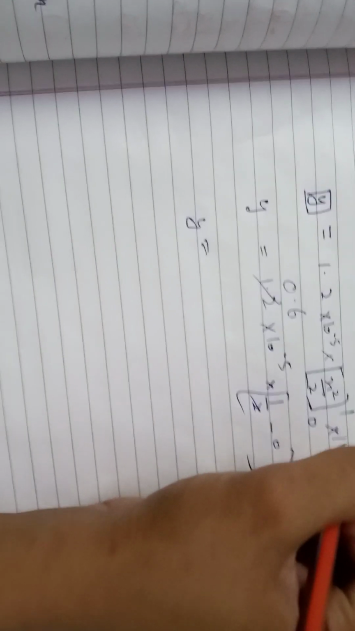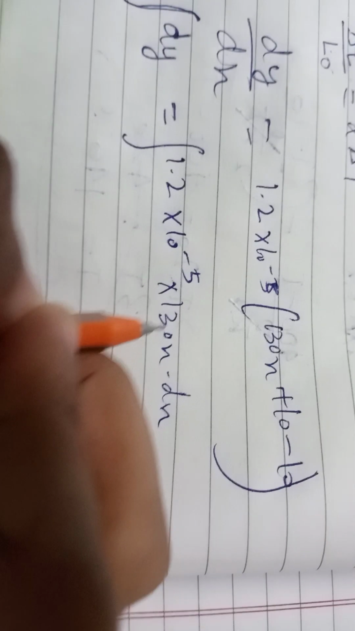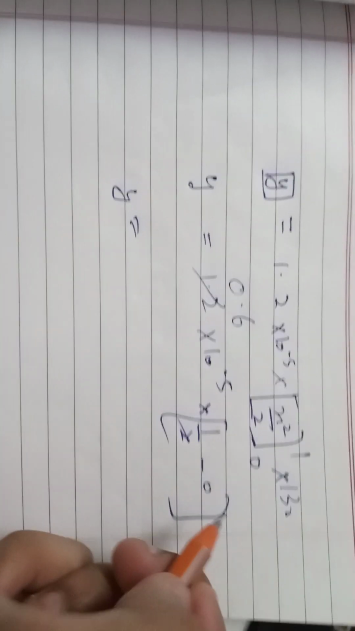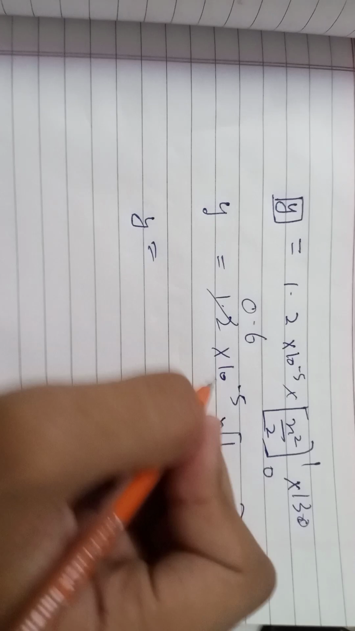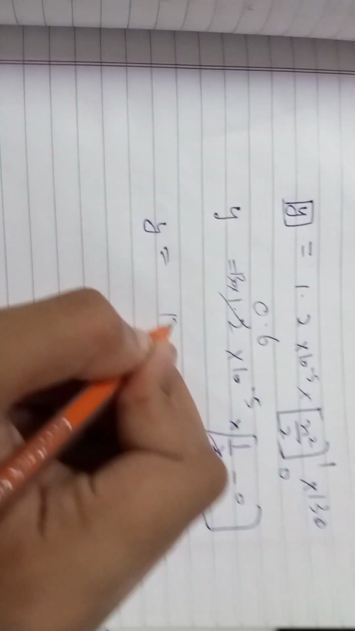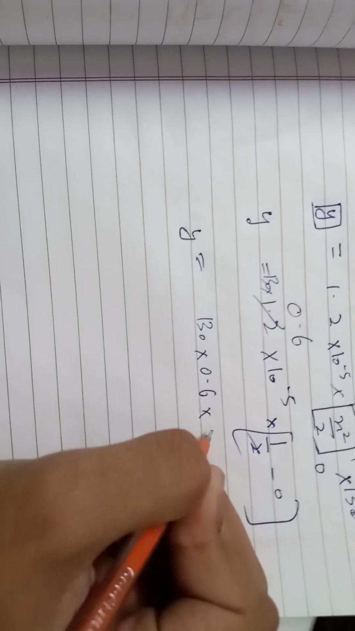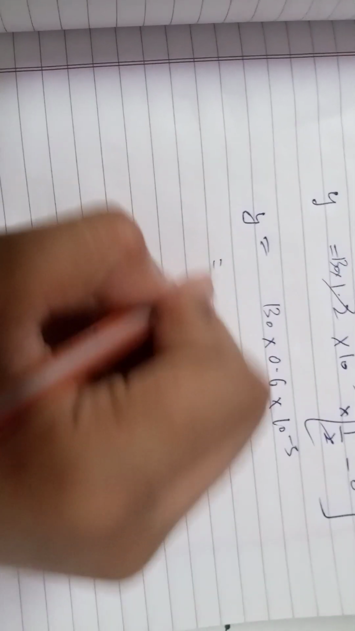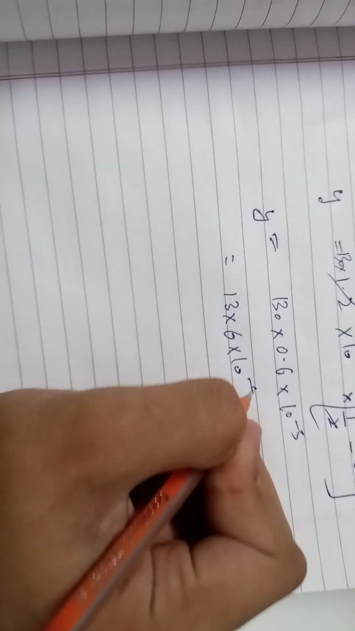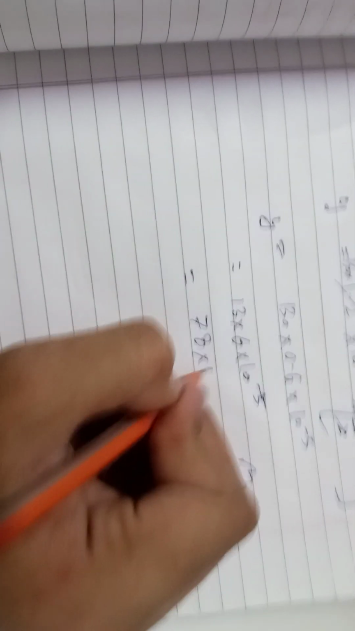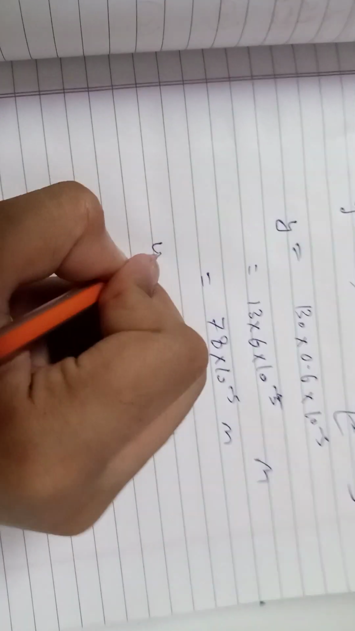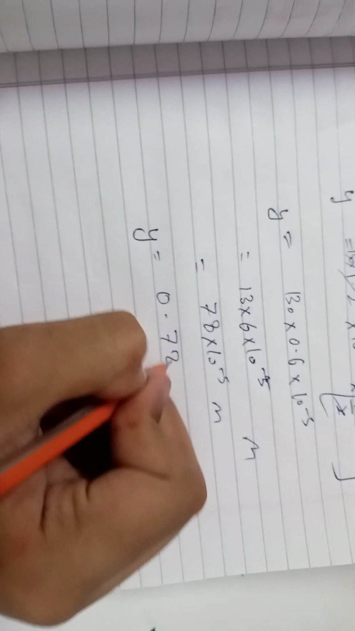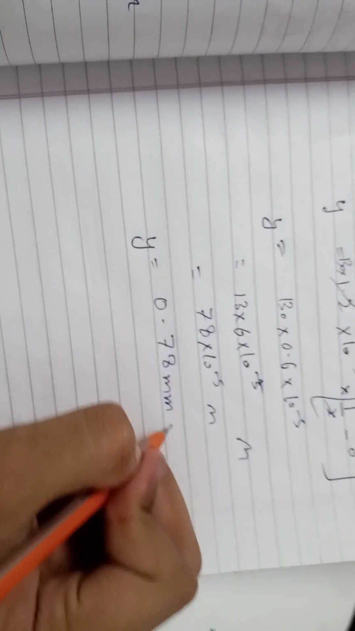I missed the 130. If you don't remember, this 130 will be brought out of the equation since it is a constant. Hence, the 130 is brought out. 130 into 0.6 into 10 to the power minus 5 equals 13 into 6 into 10 to the power minus 5 meters equals 78 into 10 to the minus 5 meters. Therefore y equals 0.78 millimeters.